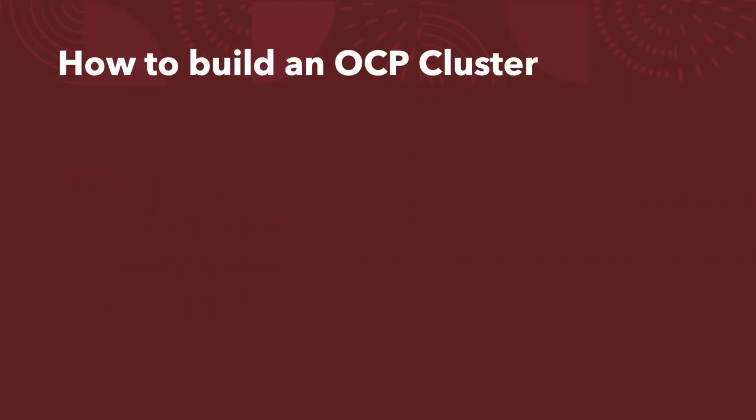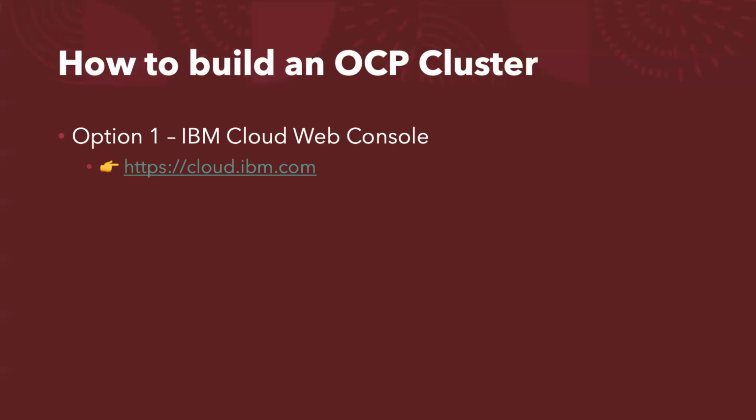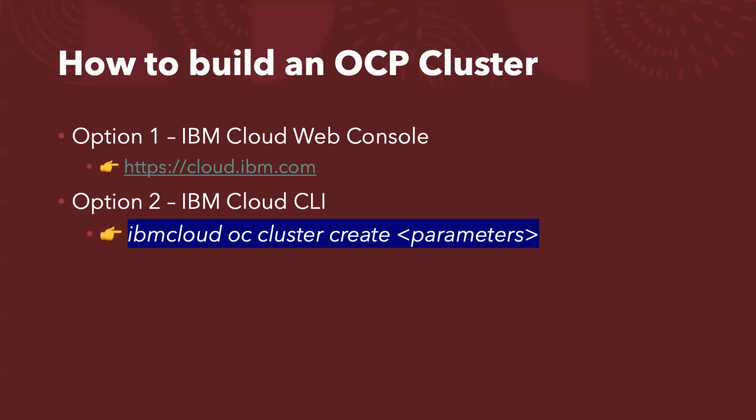So how do you build an OCP cluster? There are a couple of options. Option one might be the easiest: you just go to the IBM Cloud web console at cloud.ibm.com and deploy from there. The second option is the IBM Cloud CLI, which can be automated. If you choose the CLI, you just run ibmcloud oc cluster create, followed by the required parameters. The third option is the IBM Cloud API or SDKs. Today I'm going to show you how to build the cluster from the IBM Cloud web console.